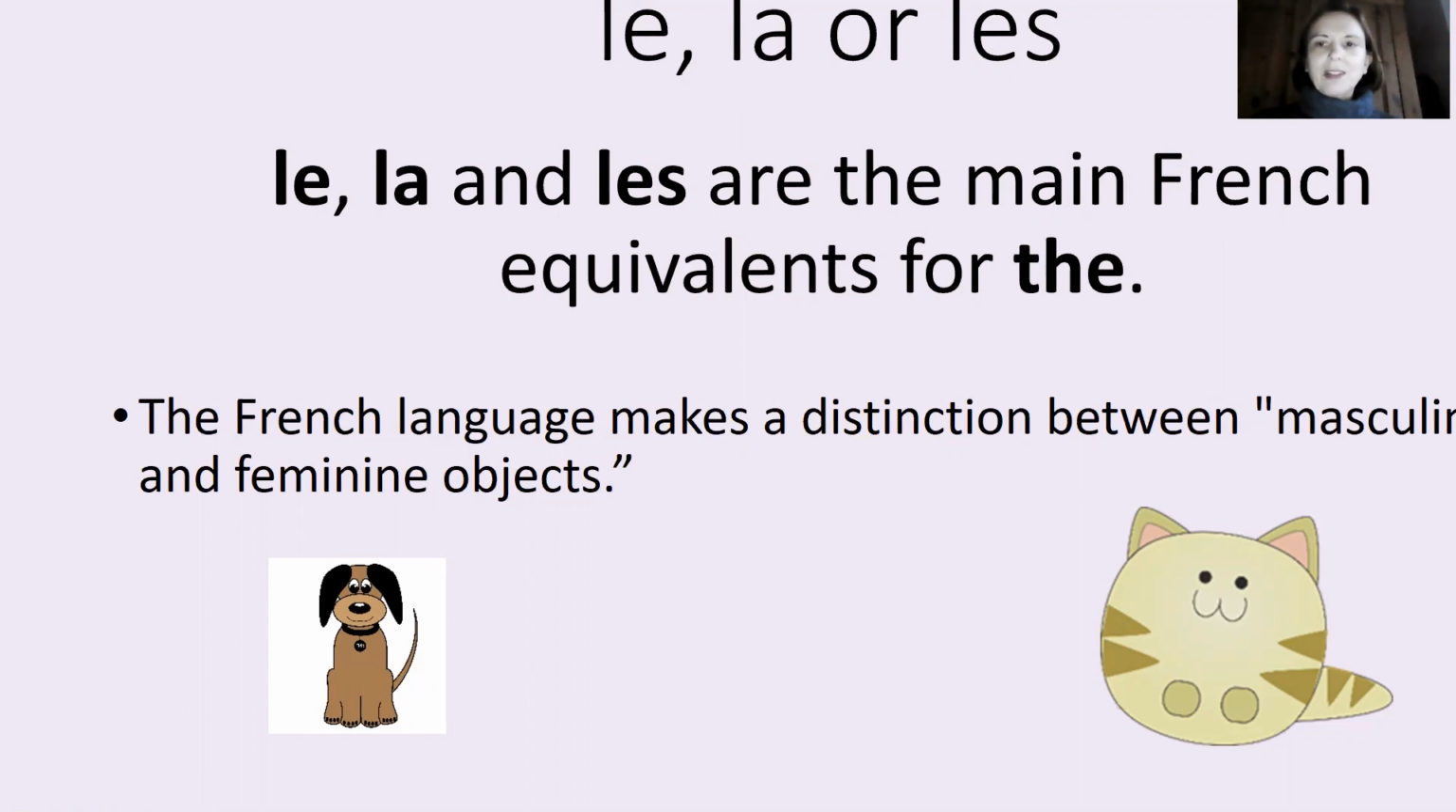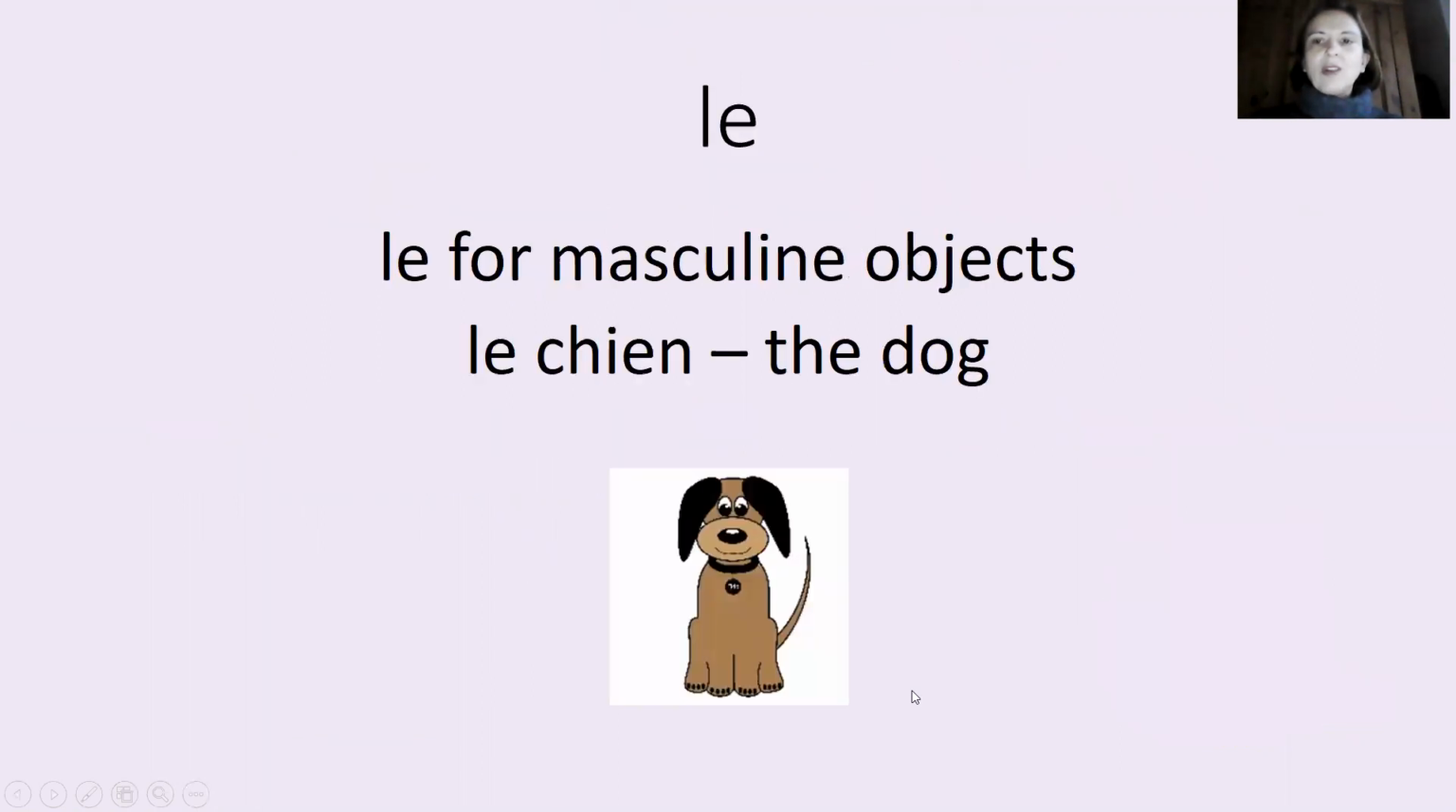In the French language, objects are either masculine or feminine. So, for example, dogs are a masculine object and cats are a feminine object. So, if you were going to say "the dog" in French, you would use le, because this is the masculine version of the word "the". So you would say "le chien". So you use the word le for a masculine object like a dog.